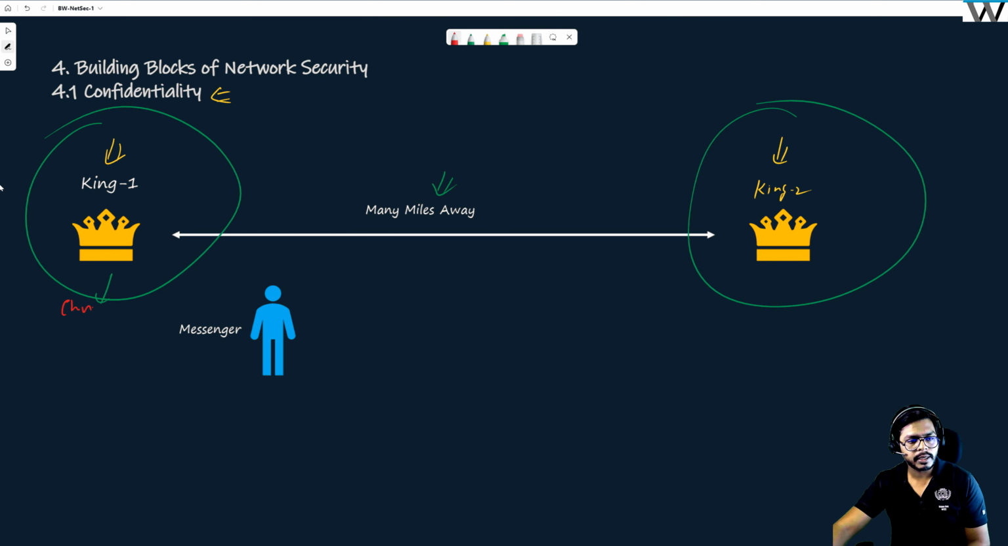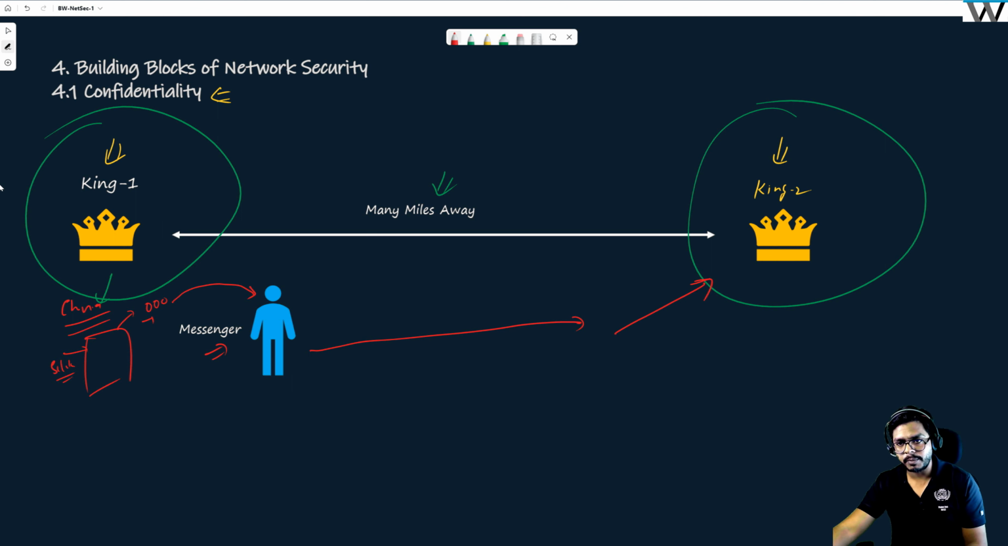If I talk about China, what they used to do is write their message on a cloth. Actually, it was a silk cloth, right? And then they would fold it and make small round balls of that cloth. And this messenger, a pretty skillful person, just swallowed all these messages, right? Then of course he would travel many miles and deliver that to king number two.